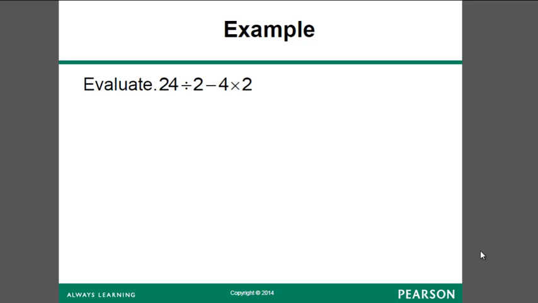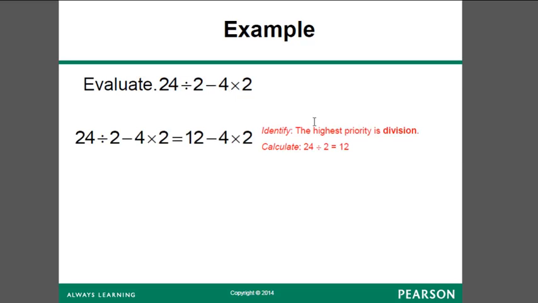Number 3 was to multiply or divide. Okay, I see multiplication and division. I have division here, I have multiplication here. The question is, which one do I do first? Remember, you must do multiplication and division in order from left to right. Therefore, I would actually do the 24 divided by 2 first, as I have shown here. So 24 divided by 2 is 12.